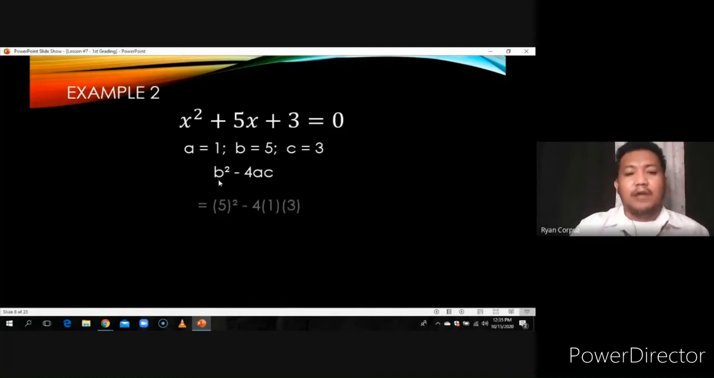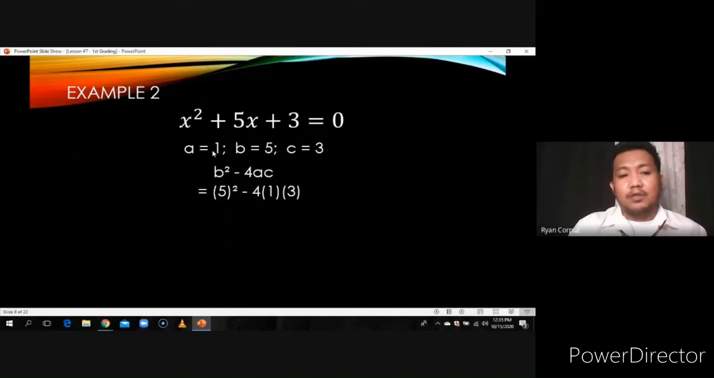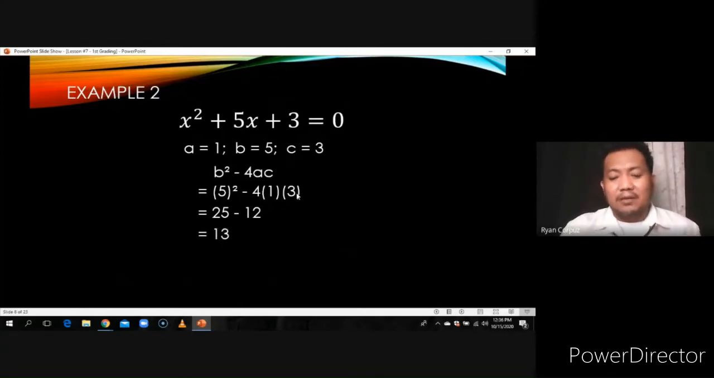If we do that, we'll come up with 5 squared, since b is 5, minus 4 times 1 as the value of a, and times 3 as the value of c. Then simplify: 5 squared is 25, minus 4 times 1, that's negative 4, times 3. We come up with 25 minus 12, and 25 minus 12 is equal to 13. So that 13 is what we call the discriminant.